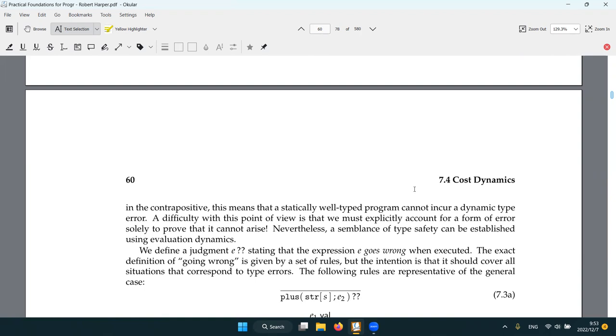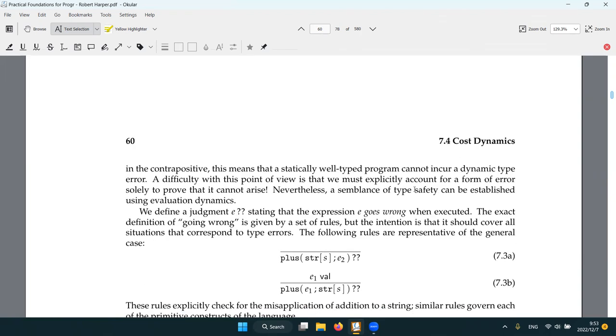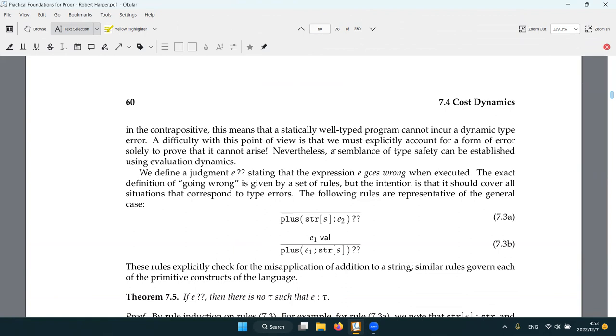Yeah, I guess it's confusing how to prove that. We need to introduce some new notation, a question mark, to state that the expression is a runtime error.